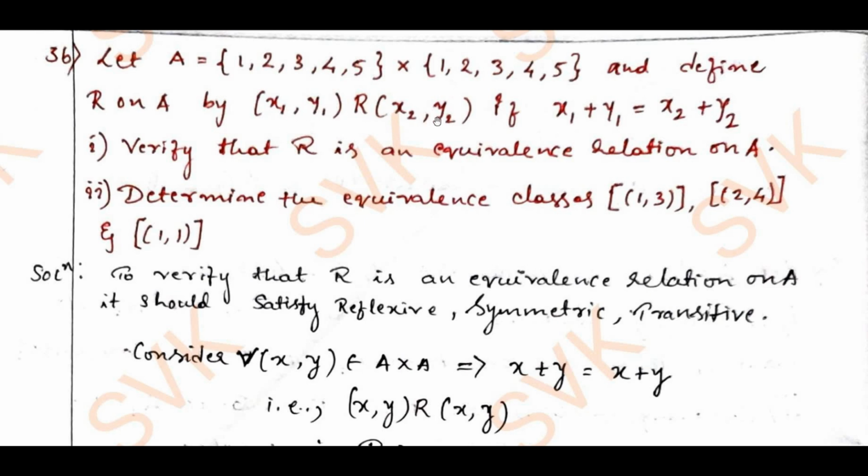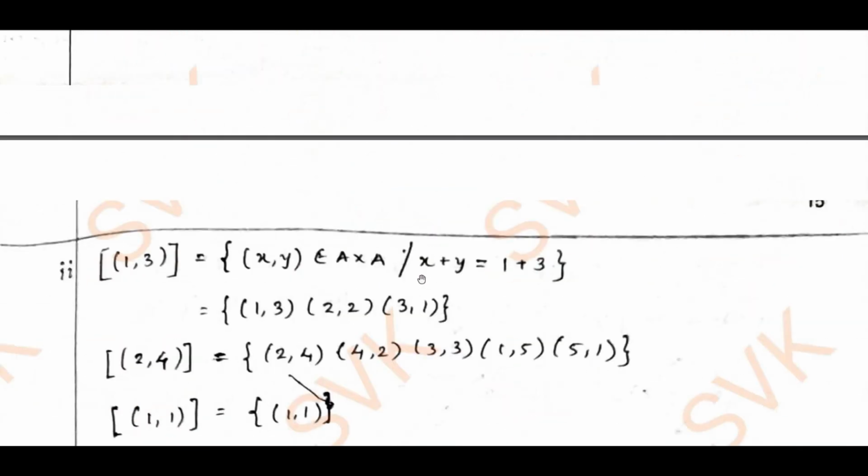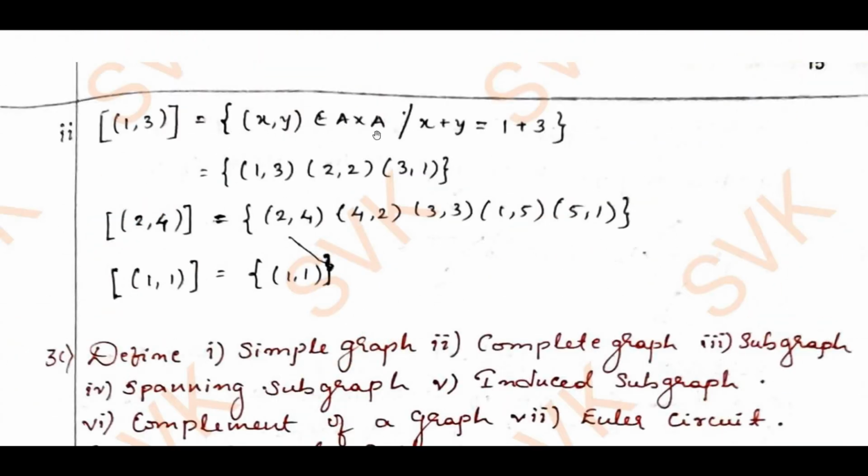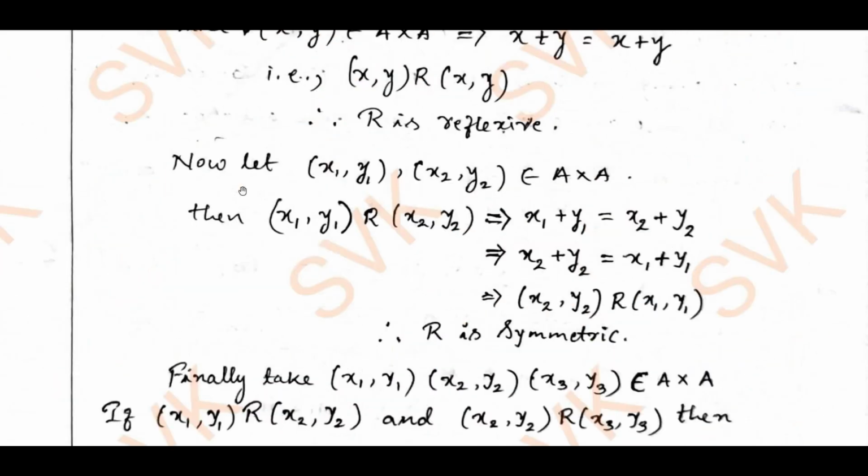(x1, y1) related to (x2, y2) will be what? x1 plus y1, right? Like that, I have considered (x, y) belongs to A cross A such that x plus y will be equal to what? 1 plus 3. So 1 plus 3 is how much? 4. I need to search for the values such that when I add the two components, I need to get 4. So by using the relation called A cross A.